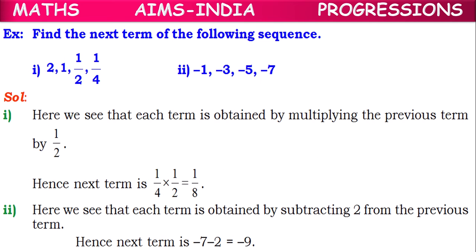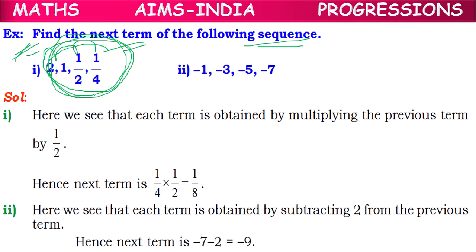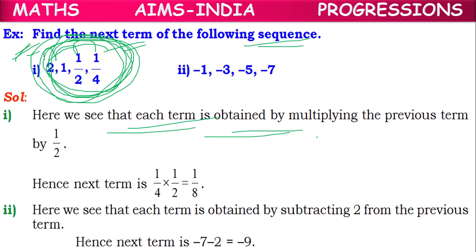So let's see the example. Find the next term of the following sequence: 2, 1, 1 by 2, 1 by 4. If we observe, there is a pattern visible here. Each term is obtained by multiplying the previous term by 1 by 2. Suppose the first term 2 is there.